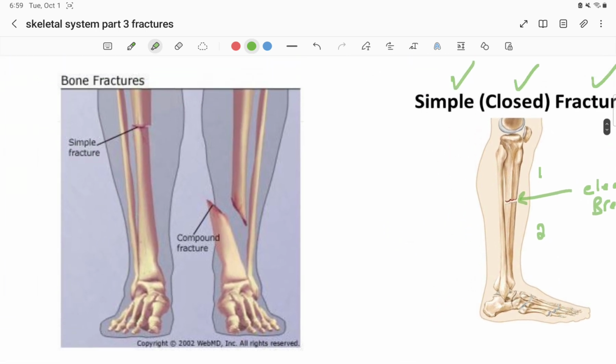Okay, here's another example of a simple fracture where the bone was broken cleanly into 2 pieces, did not pierce the skin. And then here we have a compound fracture where the bone did break and it pierced the skin. Okay, also known as an open fracture.